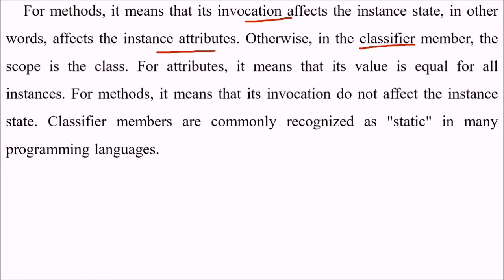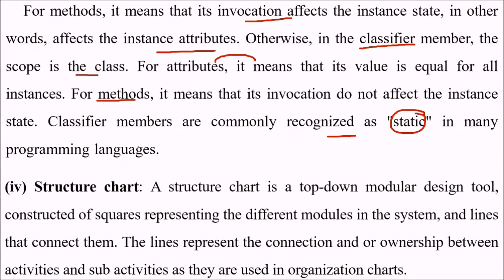And in the classifier member, the scope is the class, and for attributes, it means that its value is equal for all the instances. And for methods, it means that the invocation does not affect the instance state. So classifier members are commonly recognized as static in many programming languages.